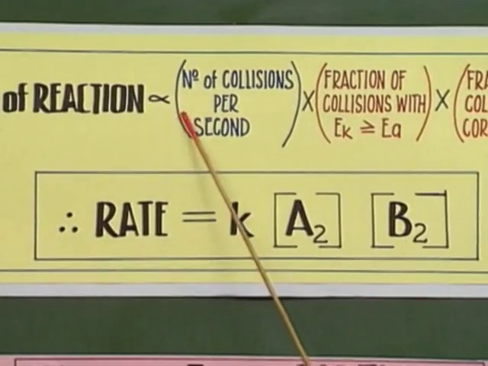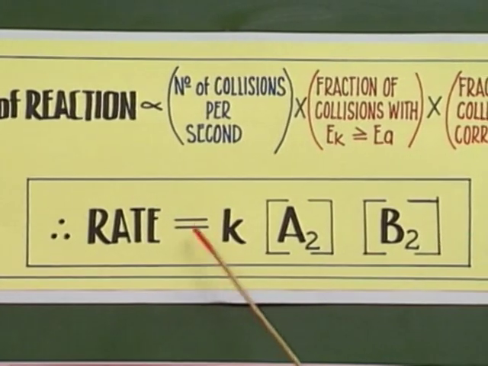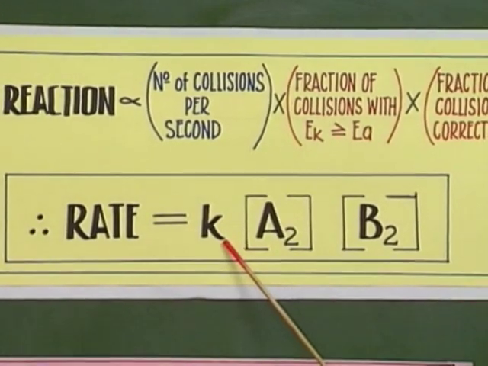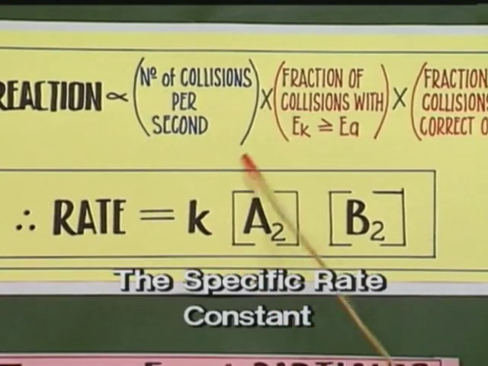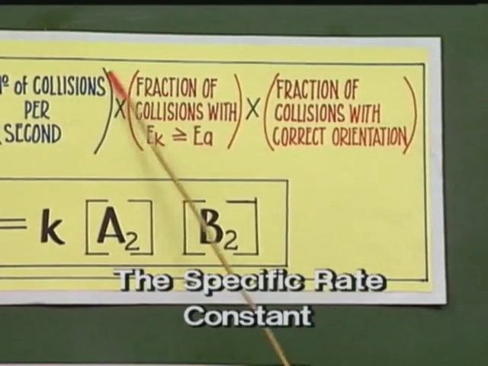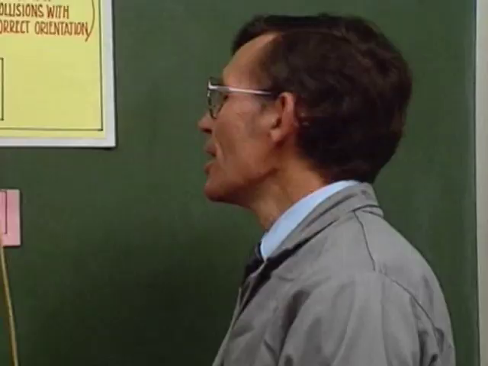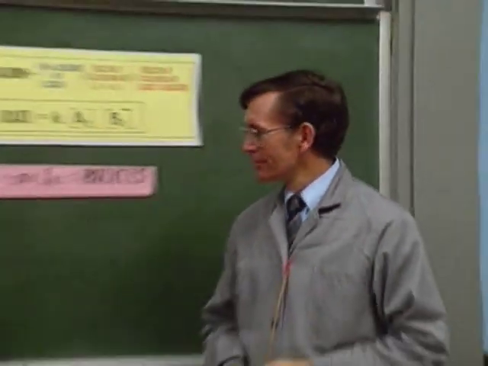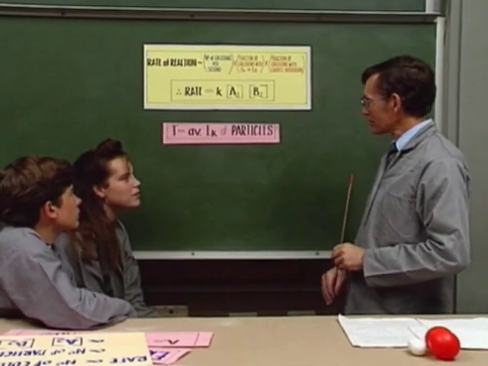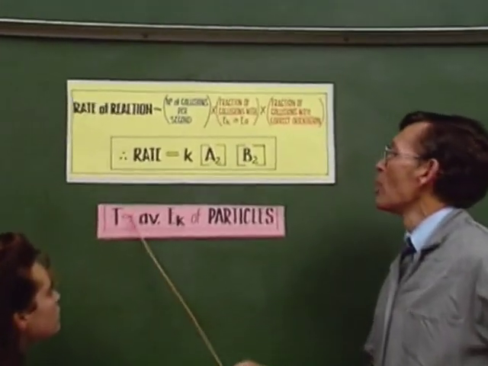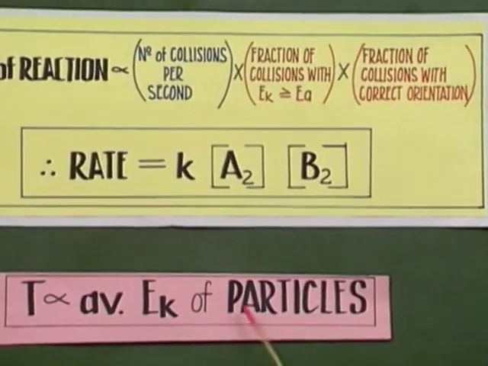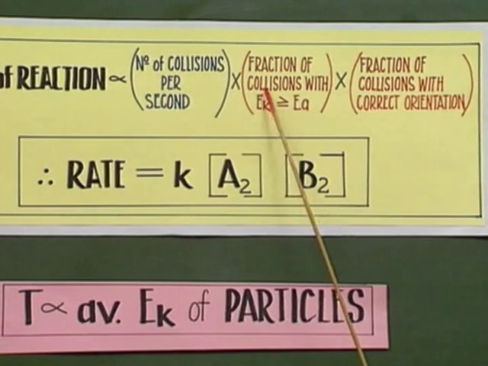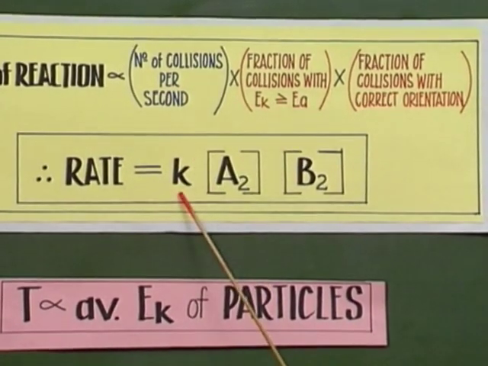We can change this proportionality into a useful equation by introducing a constant of proportionality. In this case, the constant of proportionality is called the specific rate constant, which is a reflection of the fraction of effective collisions of the reaction. For every temperature, a given reaction has a different rate constant. So why is the rate constant determined by the temperature? Well, here you see the temperature is always directly proportional to the average kinetic energy of the particles. So if the temperature is high, the value of the kinetic energy will be high, and so will the rate constant be, and the reaction will be fast.